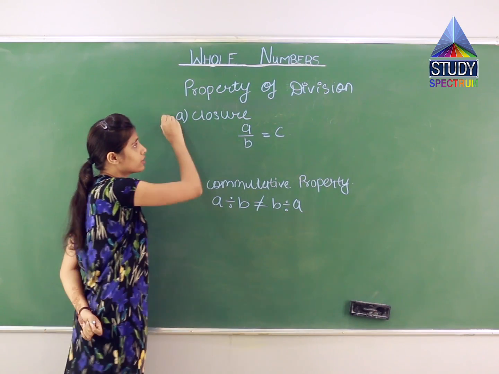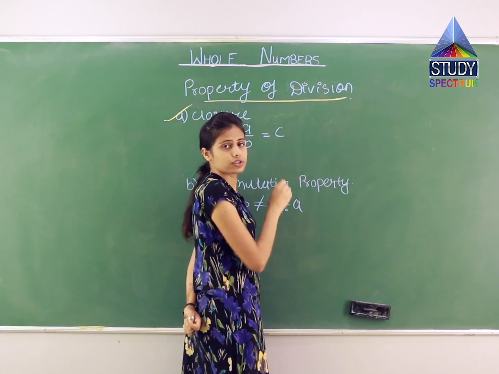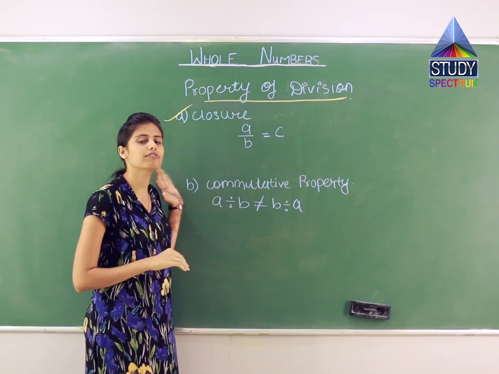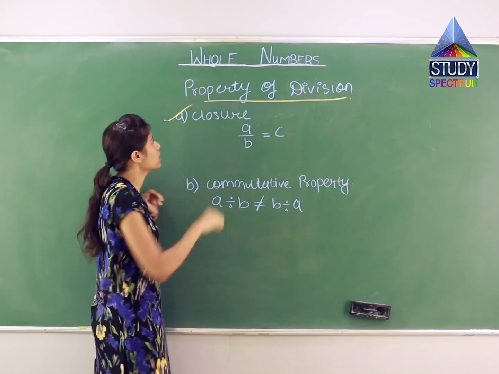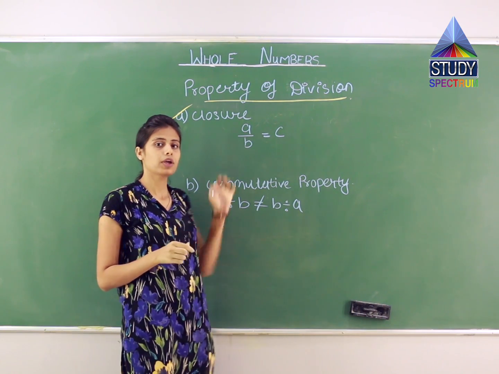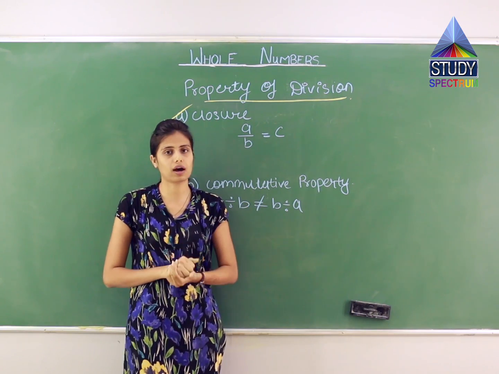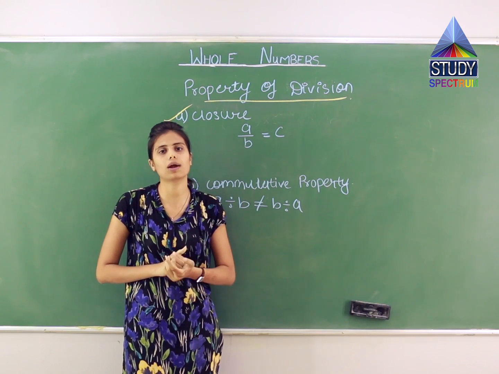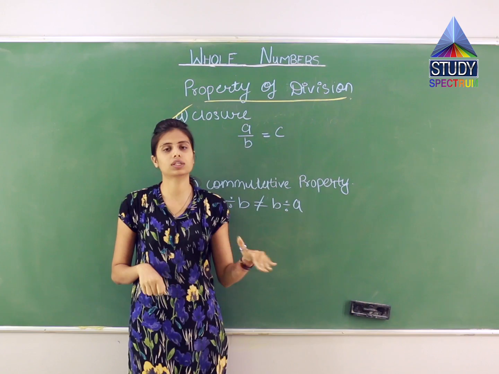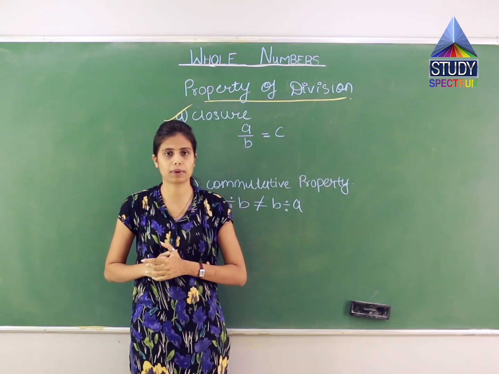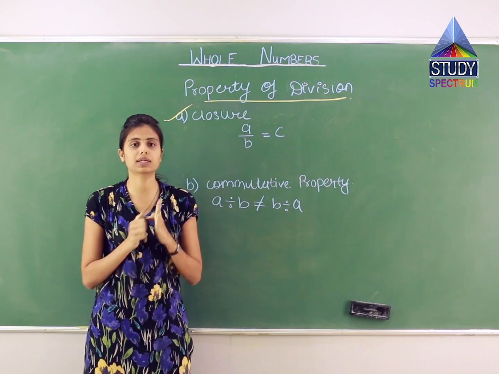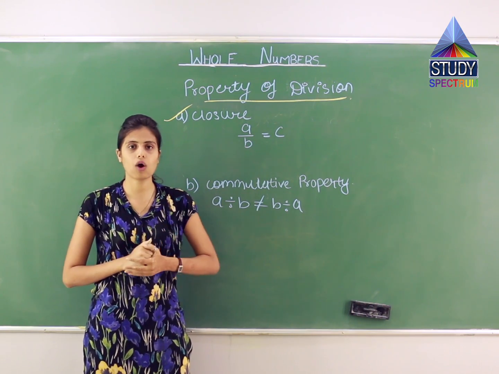Now let us start with the properties of division. We have already learned the properties of addition, subtraction and multiplication. Now we will understand the properties of division. The first property is closure. In closure, what they say is, if you operate on two whole numbers, the answer will be a whole number. Like a plus b was equal to c, and all three were whole numbers in the addition property. In multiplication, a multiplied by b: if a and b are whole numbers, then the answer c will also be a whole number.